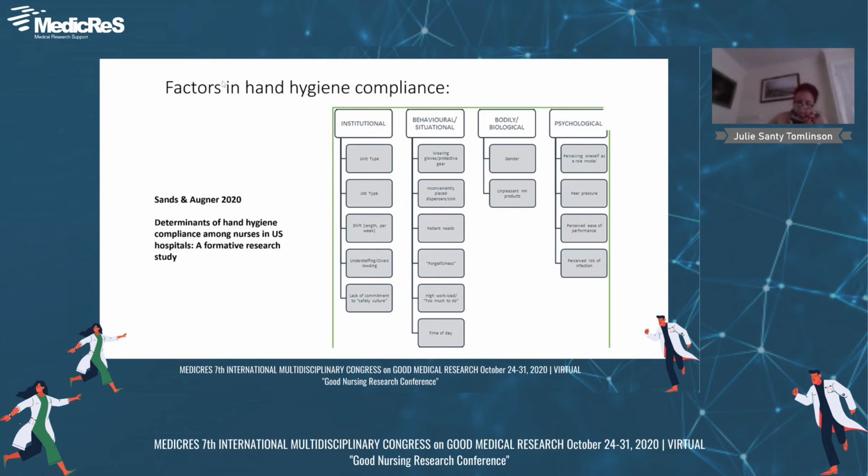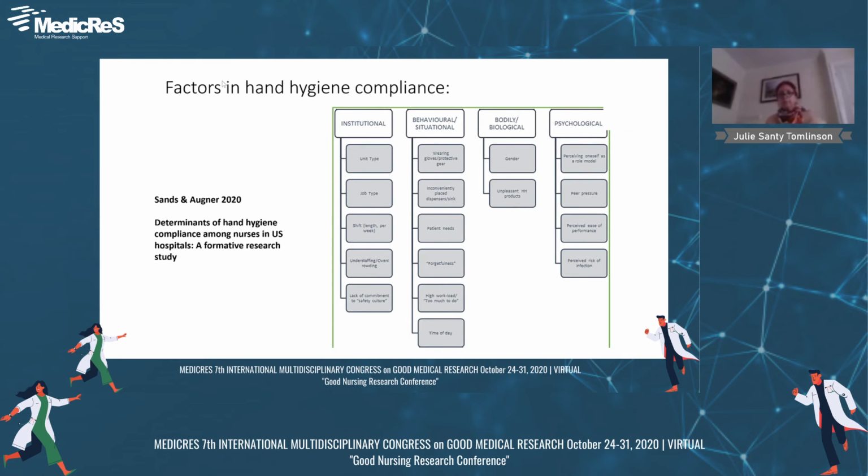It's also about things like perceived ease of performance. And it's also about how much the nurse perceives that they are at risk of infection. So it doesn't really relate to their perception of giving the patient something that they've got. They are more concerned about their risk. So if they know a patient has an infection, they will more likely wash their hands, up to about 70% of the hand hygiene moments, because they perceive that as being a risk to them.